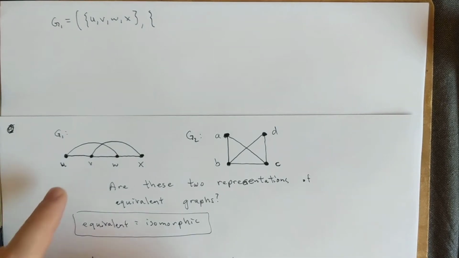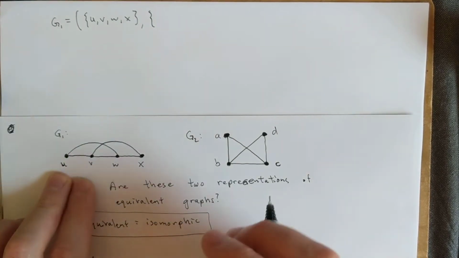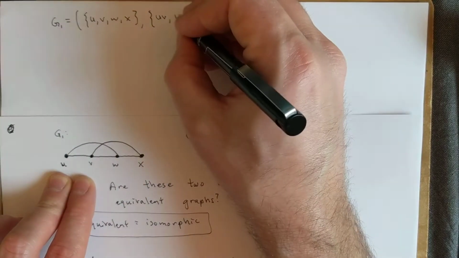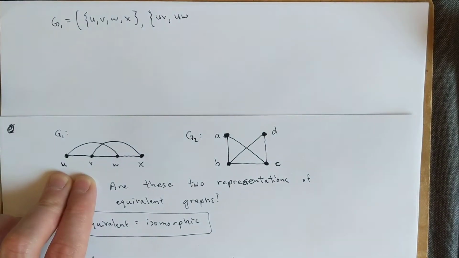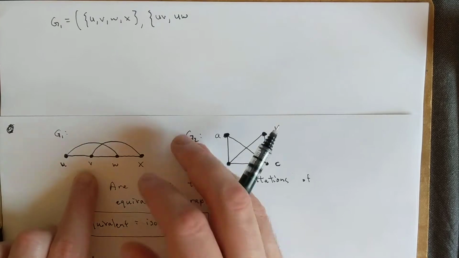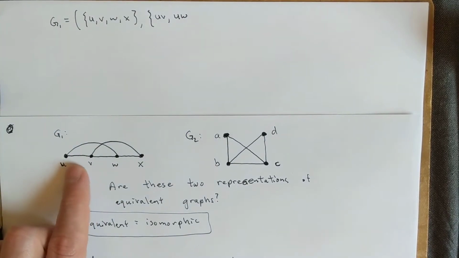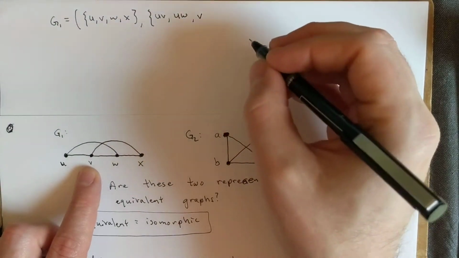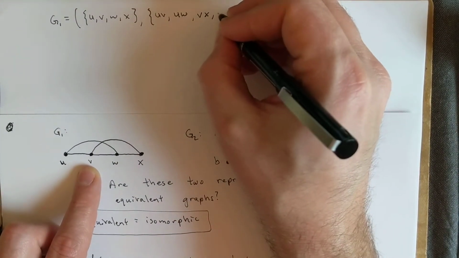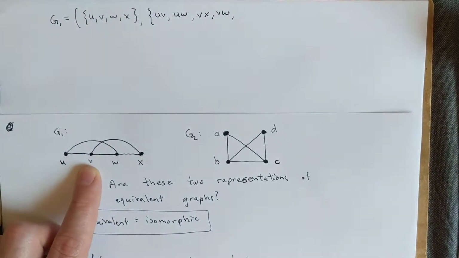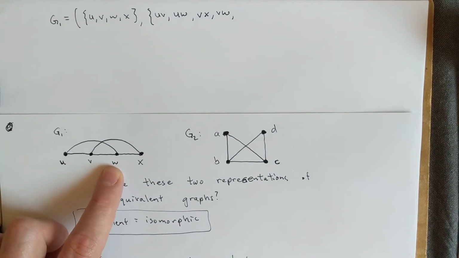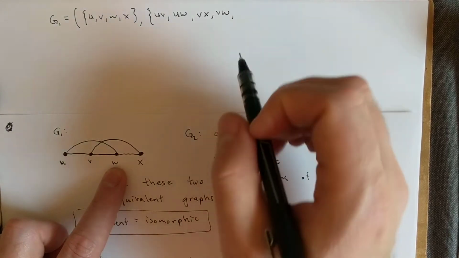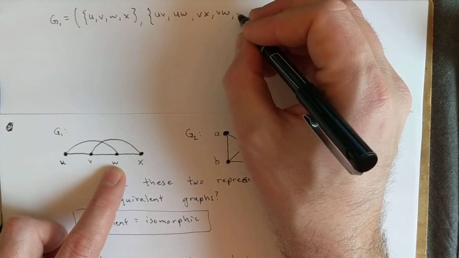And then what are the edges? Well, let's just go from left to right. U's connected to V and U's connected to W. And that's it, right? It has degree 2, so there's only two things. And then let's go to V. I don't need to say that U's connected to V again, so we'll just go forward. V is connected to X, and V is connected to W, right? And then what about W? I don't need to say that it's connected to U or V anymore because we already have that, but it is connected to X.